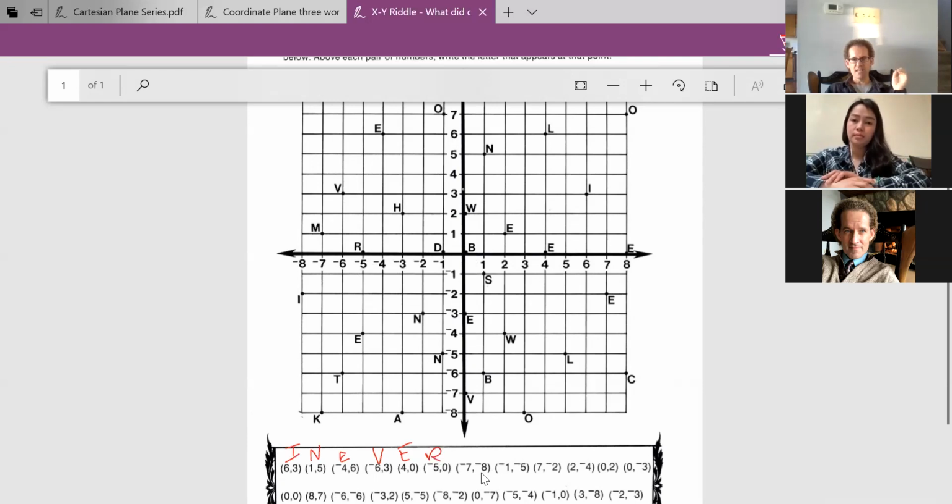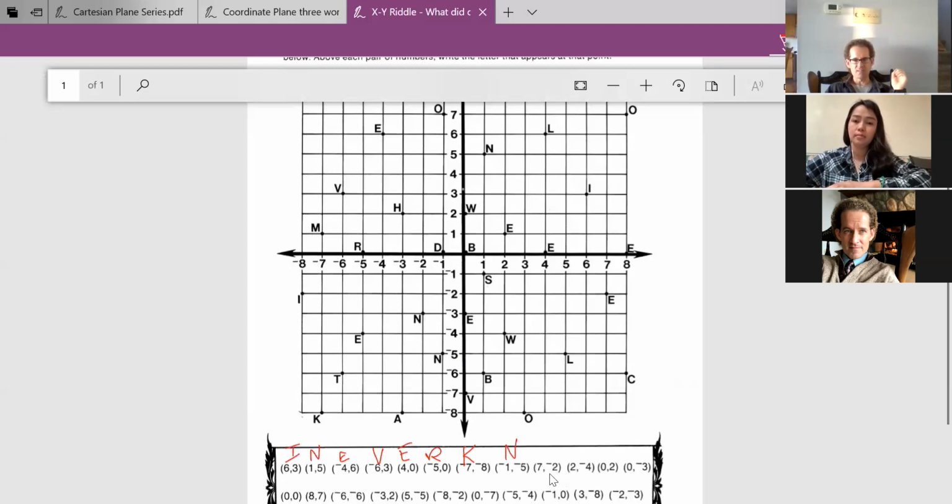My next coordinate is -7, -8, so I know that that has to be quadrant 3 here because it's all negative. So I go over 7, and I go all the way down to 8, and I see that's K. So I'm going to put a K right there. And you can see that it's starting out by saying in, ever, and then something else. This says -1, -5, so it goes to the left 1, go down 5, and I think it's N. I'm going to put an N here.